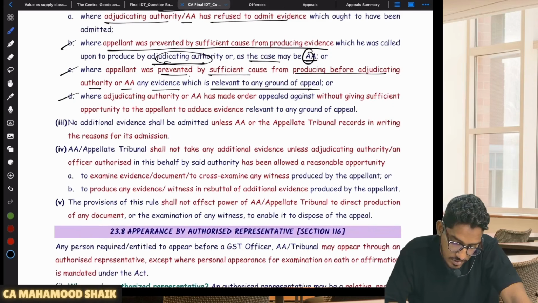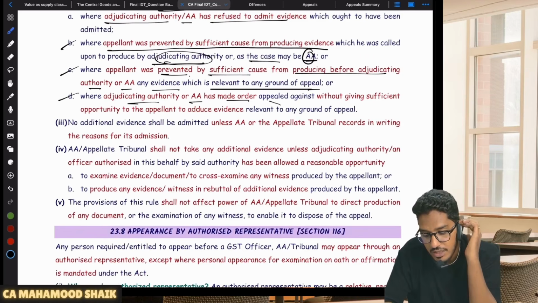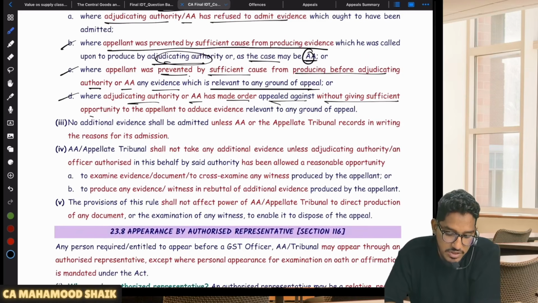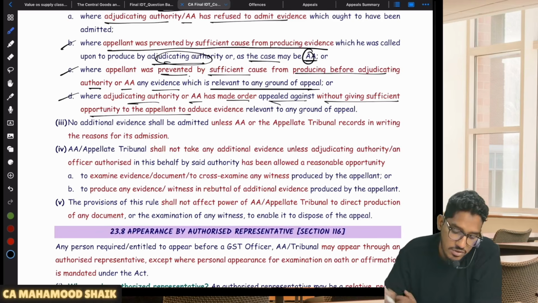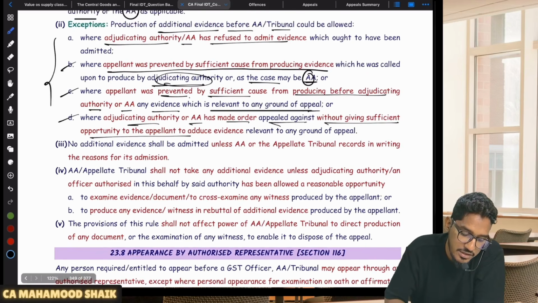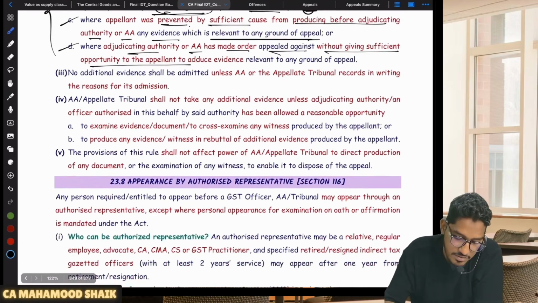Next. Where adjudicating authority or appellate authority has made the order appealed against without giving sufficient opportunity to the appellant to adduce evidence relevant to any ground, or that appellate authority or adjudicating authority did not give you opportunity to prove the evidence, only a very short span of time. They did not give me time. That's why I'm unable to produce. So if you are able to prove these points, then they can consider that extra evidence.